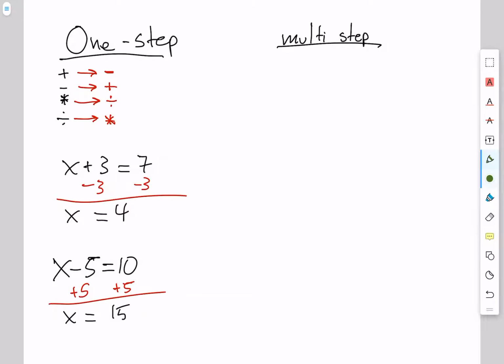The multi-step, it's just multiple operations at the same time. So you would have the equation like 5x plus 3 equals, let's call it 13, for example. So with multi-step, you have to follow the order of operations.